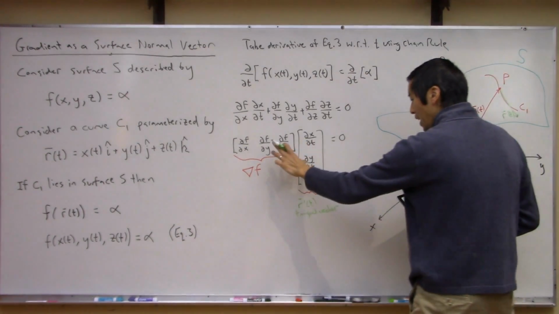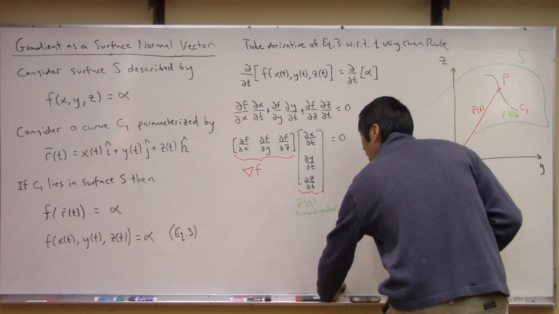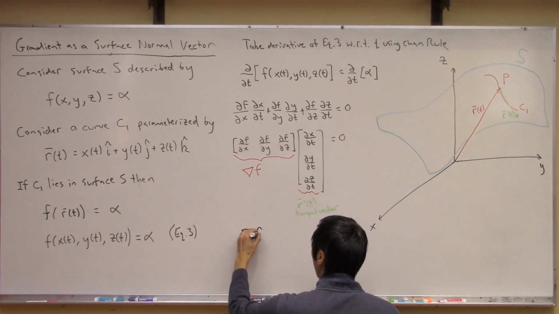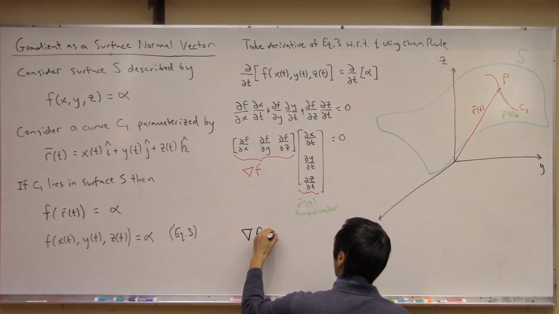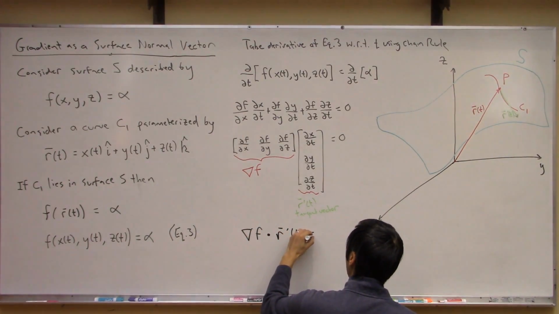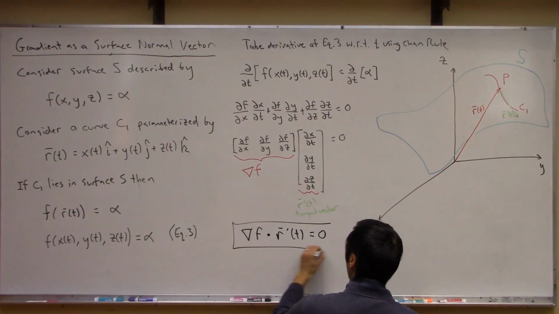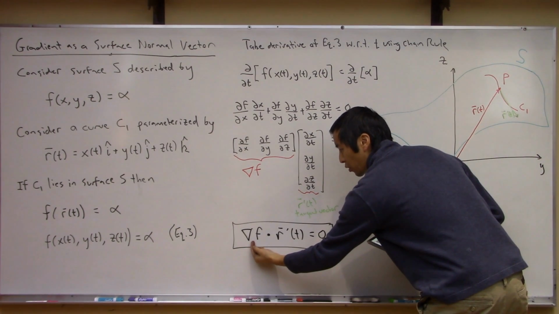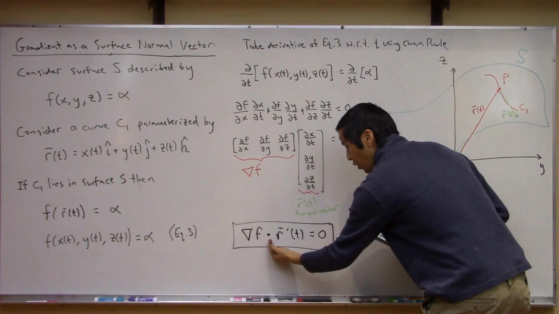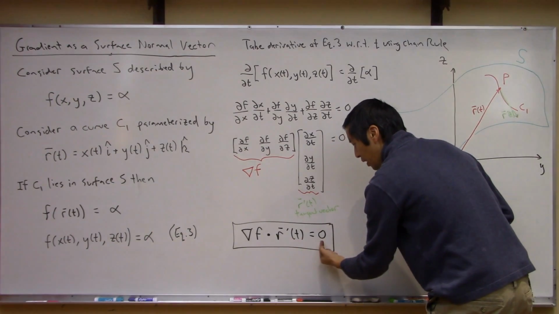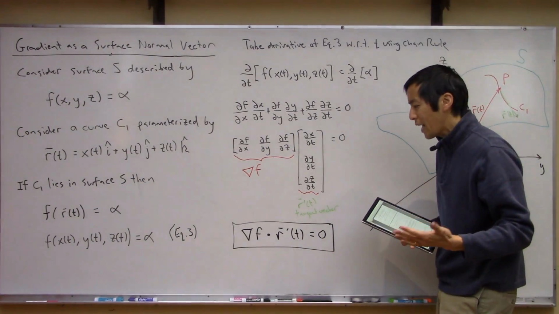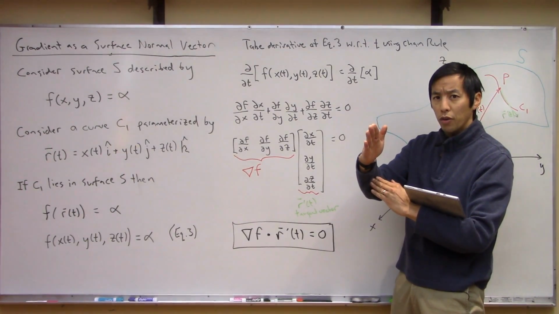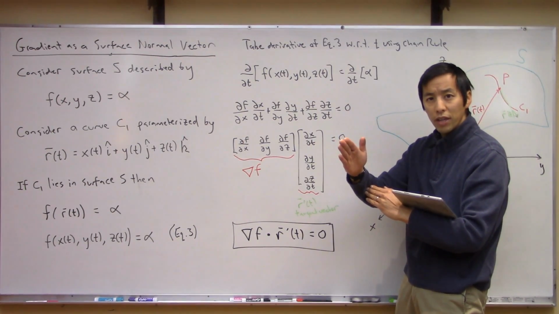Now, if you look at this equation, let's rewrite it down here. You can write this as gradient of f dotted with r prime of t has to equal 0. Here is our fascinating result. This vector, gradient of f, when you dot it with the tangent vector, it better equal 0. The only way that happens is if these two vectors are perpendicular to one another, 90 degrees apart in some sense.